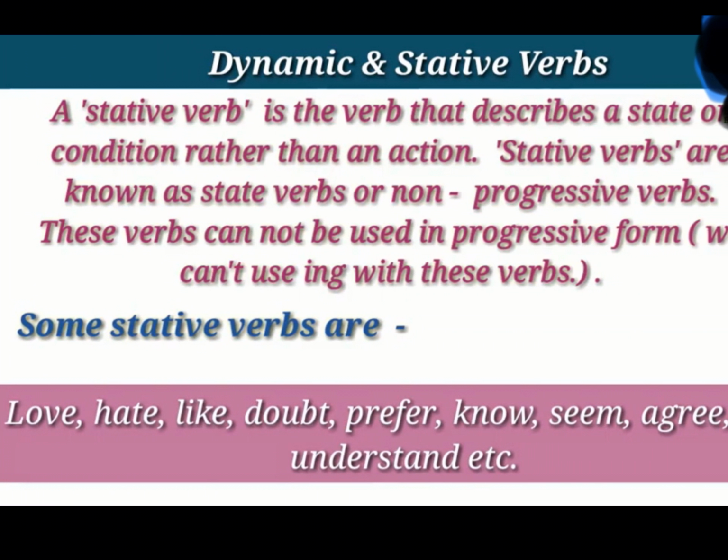For example, love, hate, like, doubt, prefer, know, seem, agree, understand. So if I say, I love him, you cannot see what love is. It's an emotion. If you say, I hate him, you also cannot see what hate is because it's also an emotion inside of you. If you say, I understand the lesson, you can't see the word understand, but you know what it means. So this is the difference between dynamic and stative, okay?